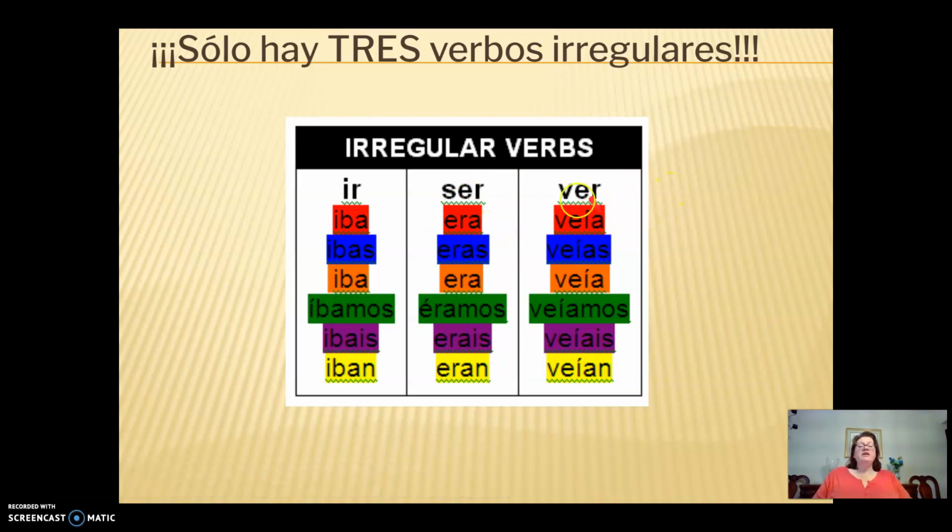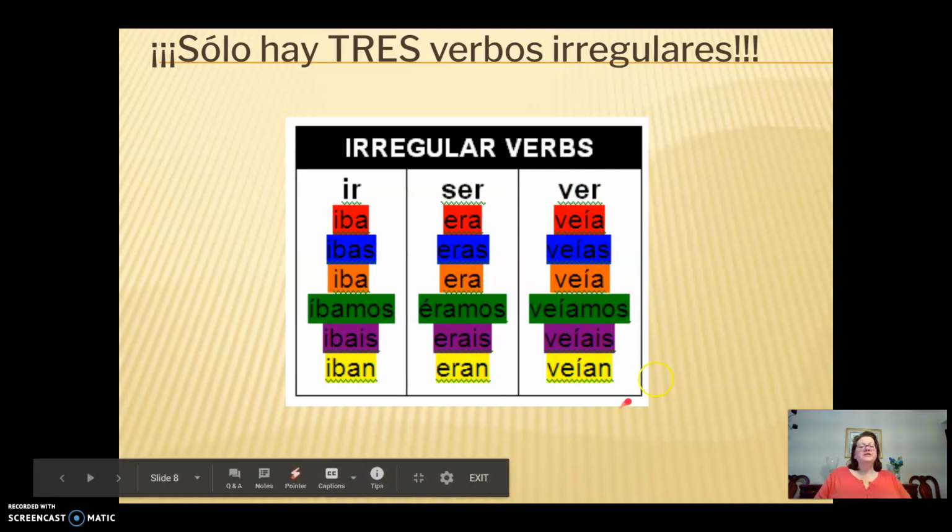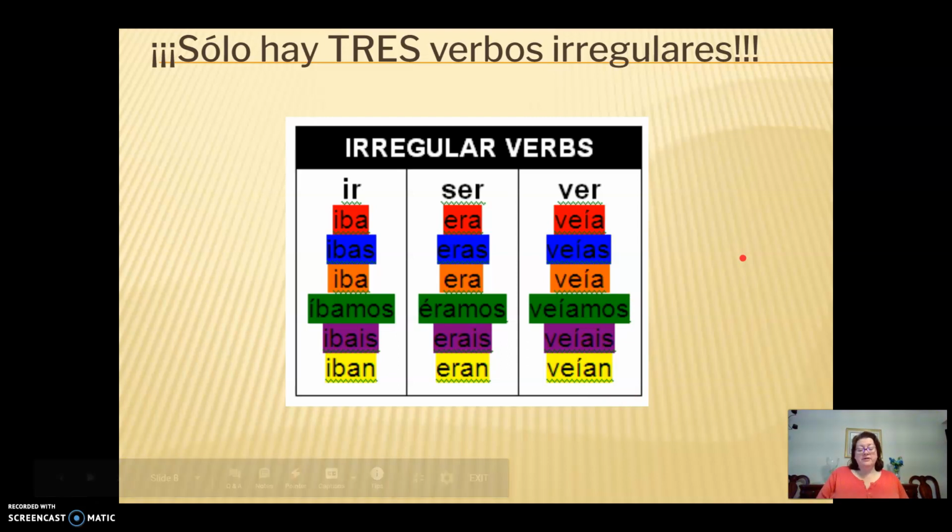And then ver. The only thing irregular about ver is that I have to keep this E in there. Veía, veías, veía. Okay, so those are our only three irregulars. Now, here's the cool thing about the past tense. Both of these are past tenses. You have to understand when to use them. We've talked about the trigger phrases. We're going to review those real quickly.